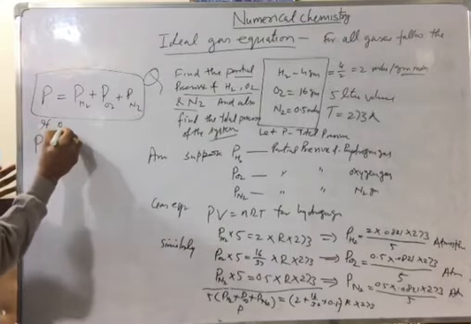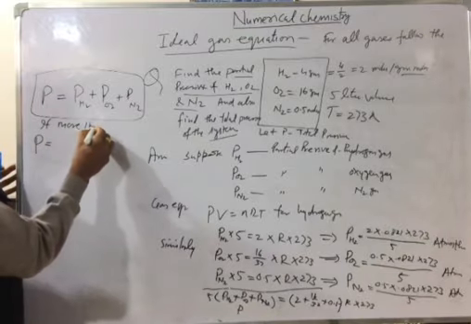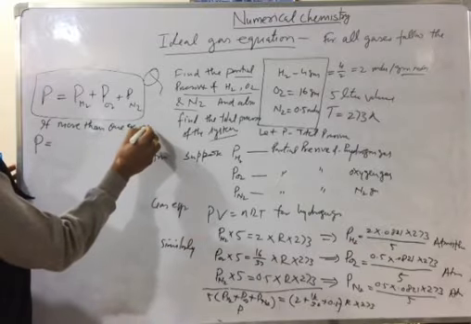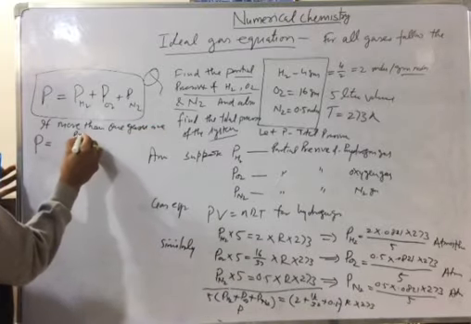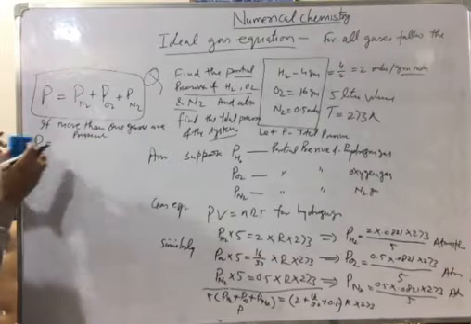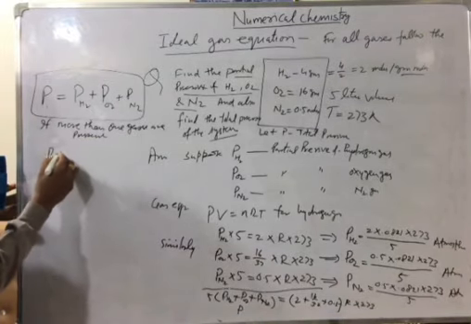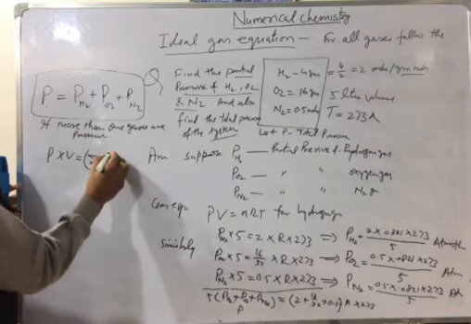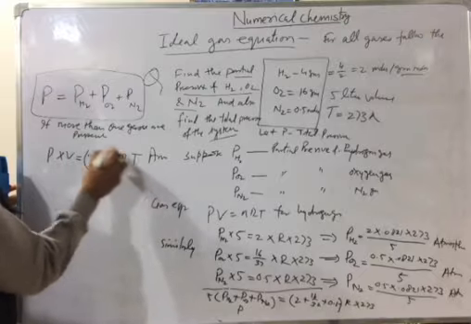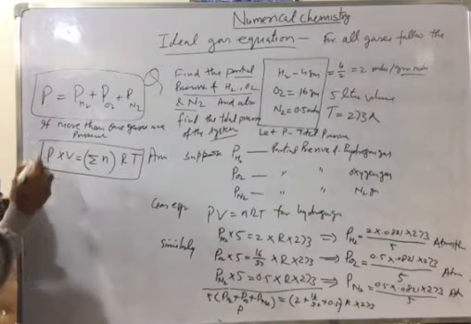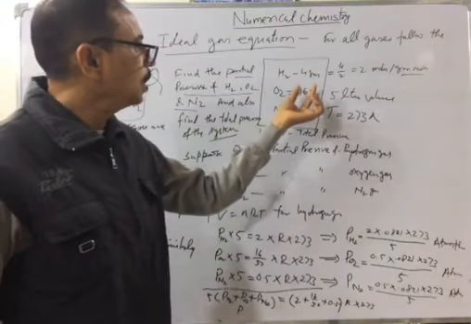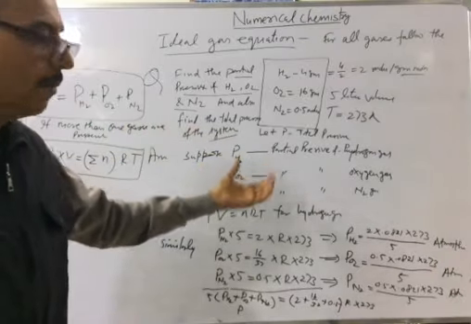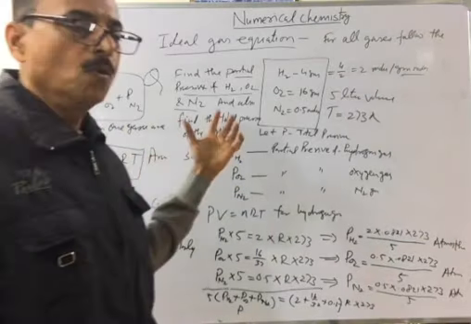If more than one gases are present, so pressure into volume equal to sum of N, total number of moles into RT. This is the important question, if the moles of more than one gases are present. So this is the Dalton law of partial pressure. I will give you some more examples.